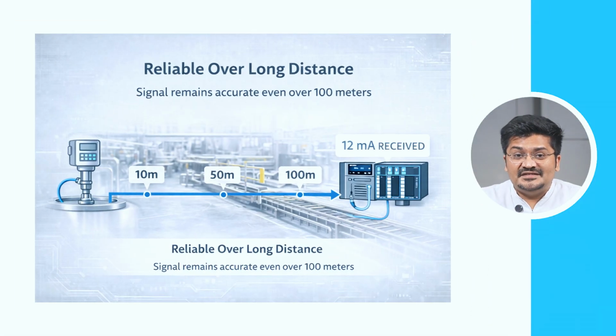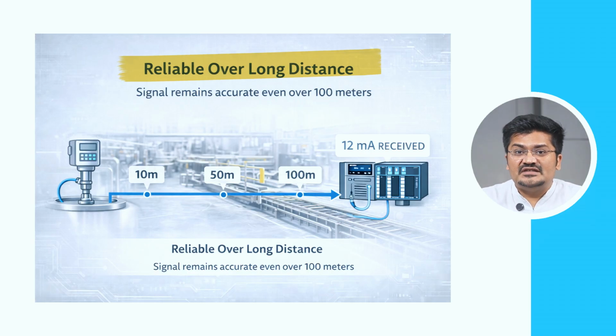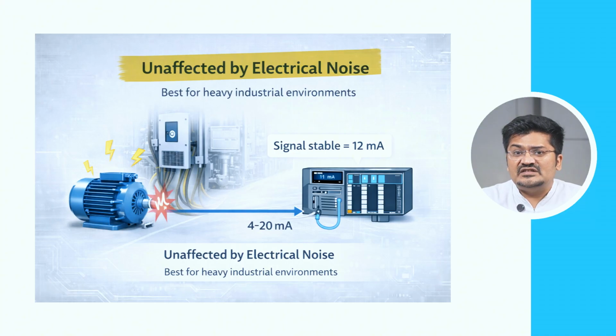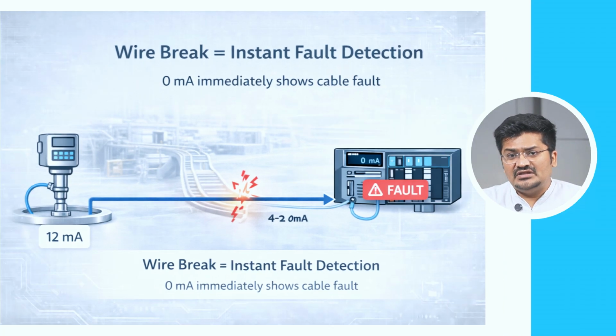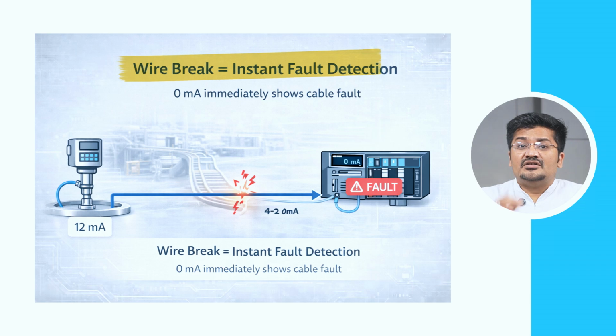There are several reasons why industry uses 4 to 20 mA signals. The first advantage is the signal can travel long distance without disturbance. Second advantage is electrical noise has very little effect. And third advantage is if the wire breaks, the signal becomes 0 mA, which immediately shows a fault value. So 4 to 20 mA is very reliable for industrial environments. And that is why most transmitters convert sensor signals into a 4 to 20 mA output.